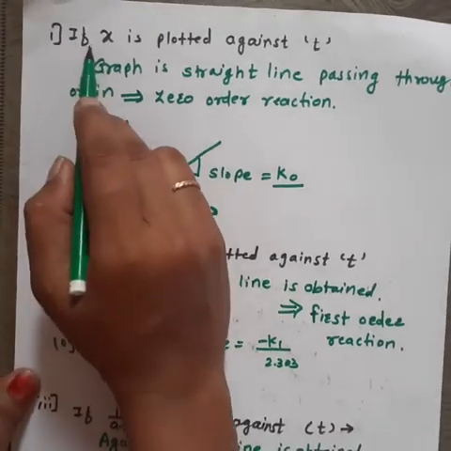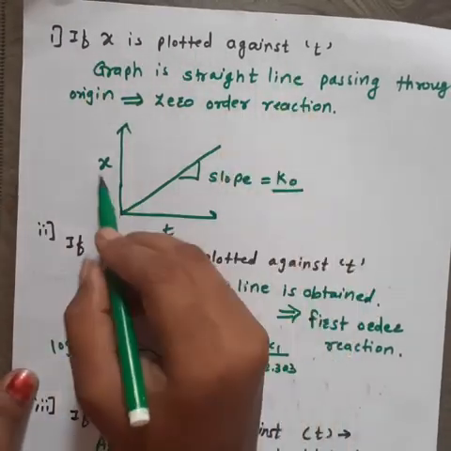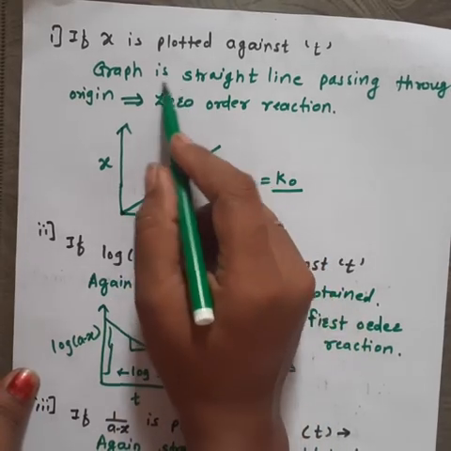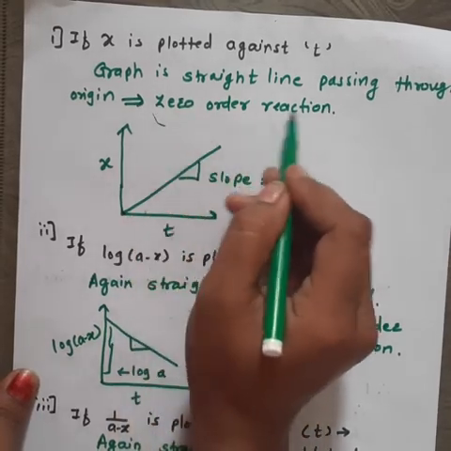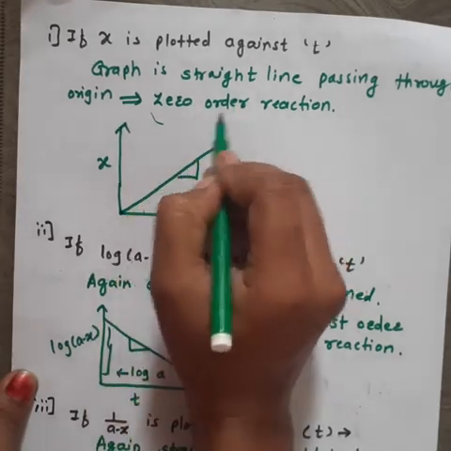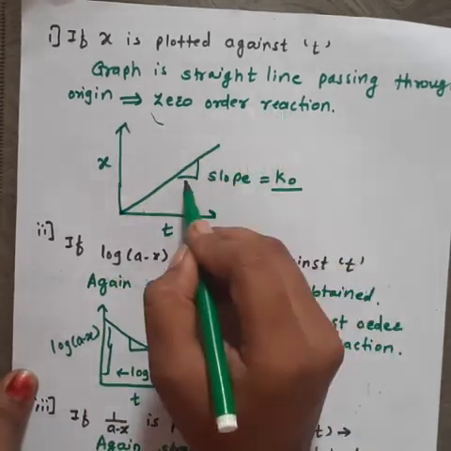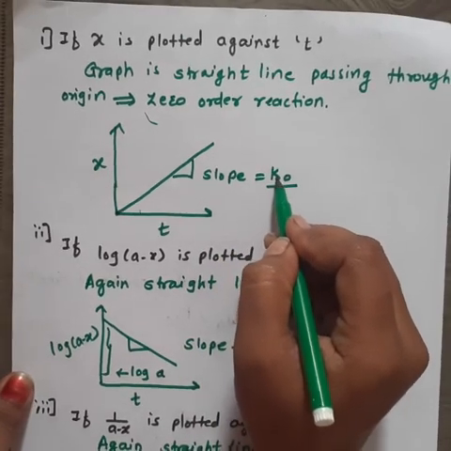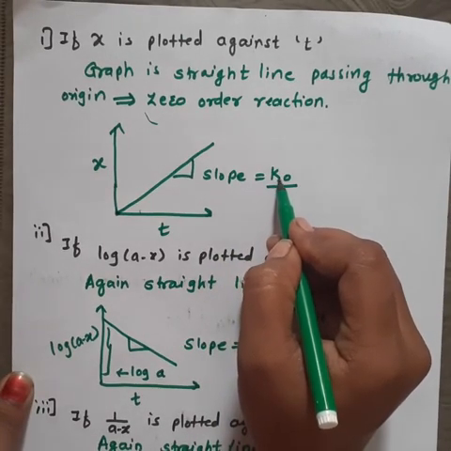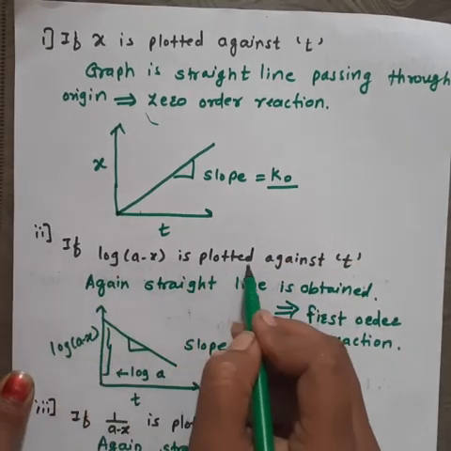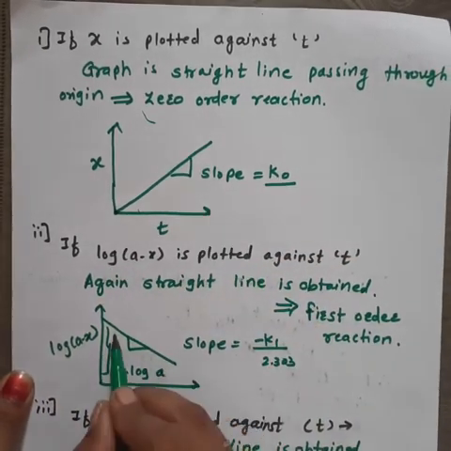So if x is plotted against t, we got a straight line passing through origin. Then we can say that this reaction is a zero order reaction. From the nature of the graph, we can say that this is a zero order reaction having slope equal to k0, and from k0 we can calculate the rate constant for the zero order reaction.